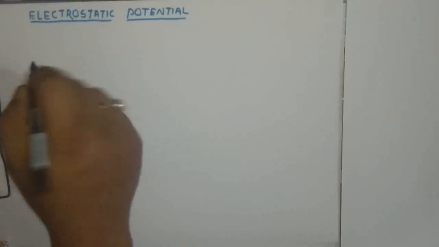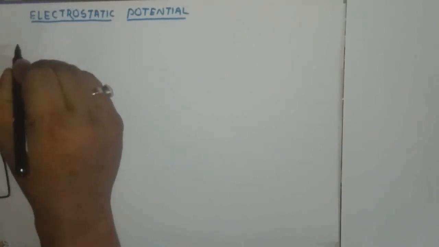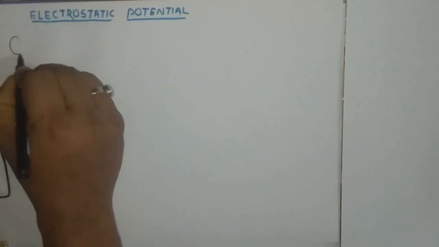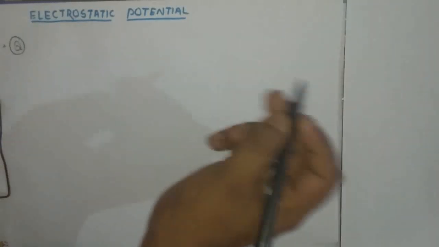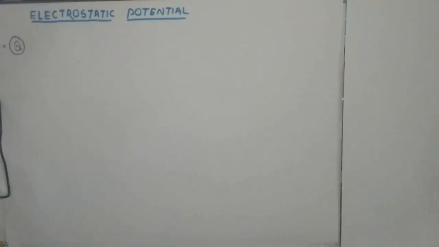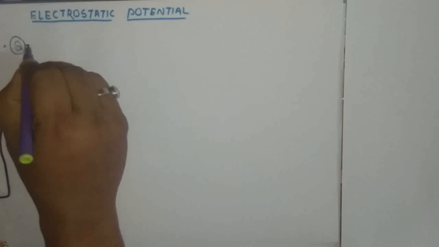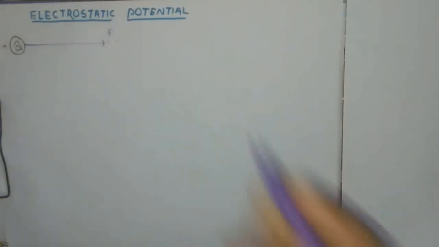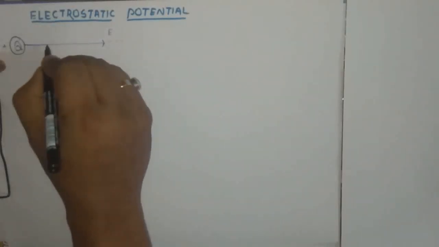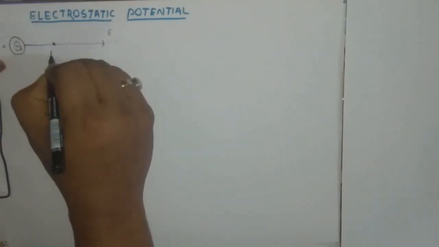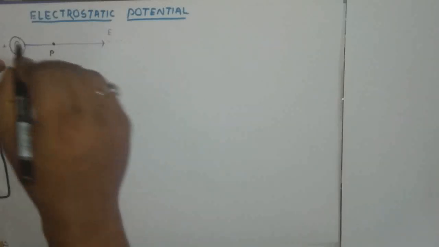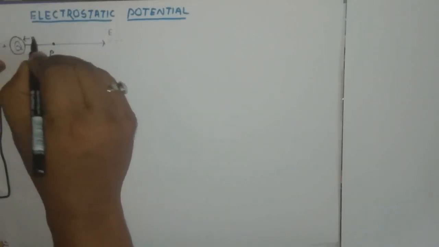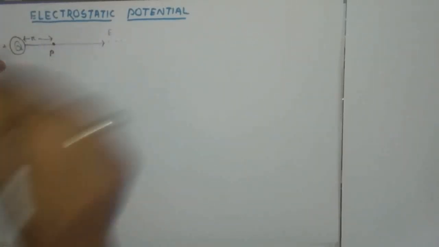Okay, let us start. Come to the point directly. Let us take this as my source charge. Let it be positive in nature. If it is positive in nature, definitely this is my electric field, isn't it? I want to know the potential at the point P, which is at a distance r from the source.